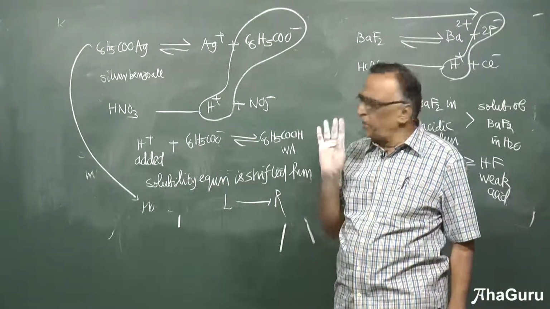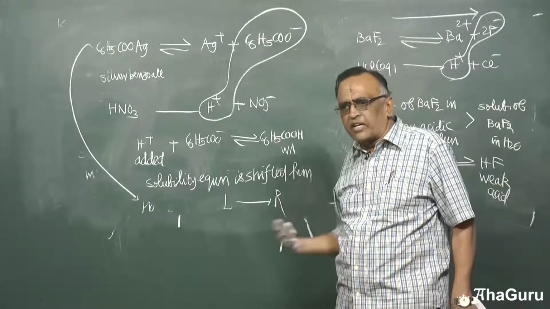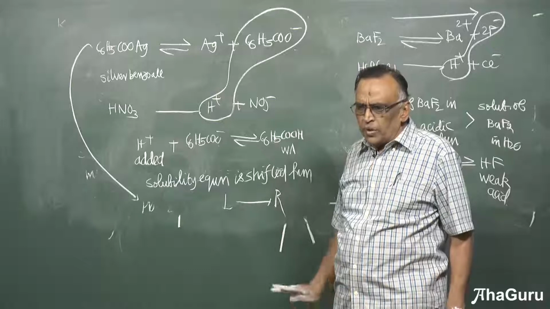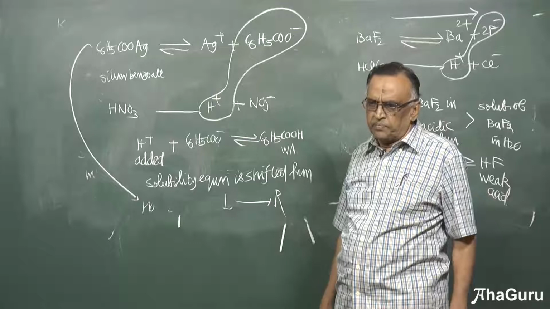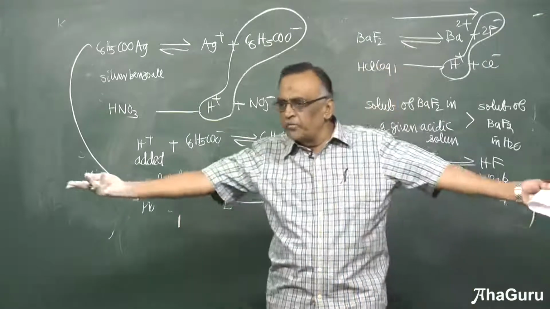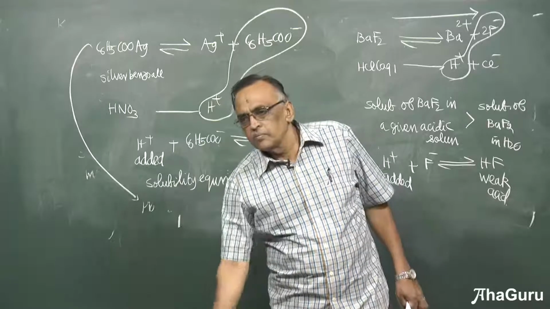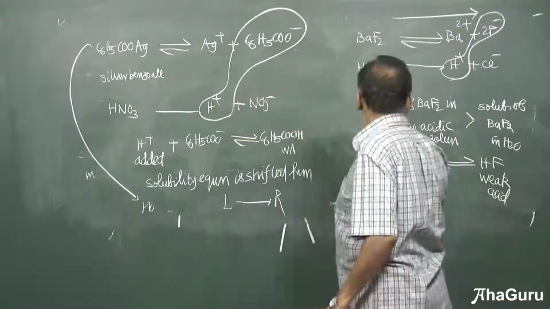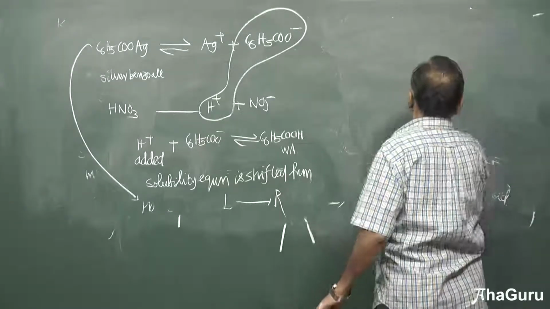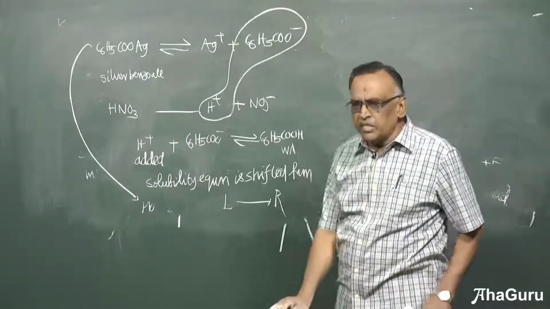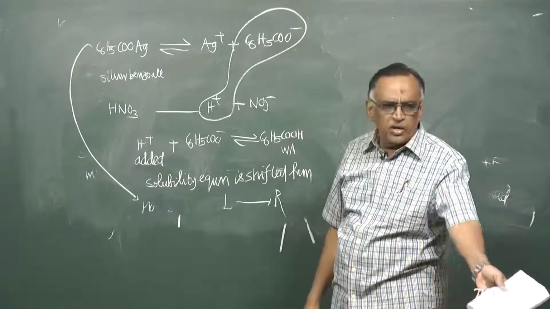This is the quantitative aspect. Why does it have no effect on the solubility of lead chloride? Why does it not have an effect on the solubility of barium sulfate, lead sulfate? Because it doesn't form a weak acid. You understand? Let us take the case of lead chloride. Here I should not add HCl, I should add HNO3. Why? If I add HCl, I am providing a common ion effect.